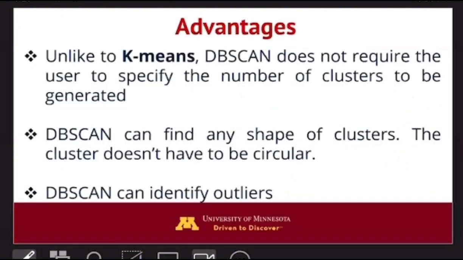Let's look at the advantages of this. Unlike K-means, this algorithm does not require you to specify the number of clusters ahead. In K-means, you normally specify the number of clusters ahead of time. And of course, this particular algorithm can find any shape at all. Then it's very, very useful in identifying outliers.